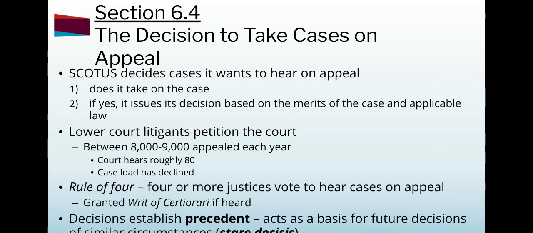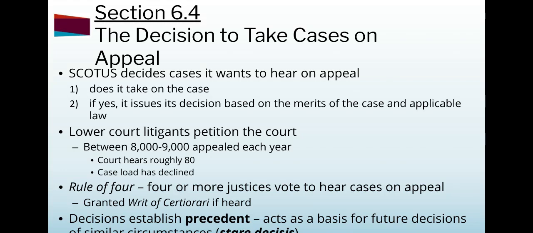So how do they decide to take on cases? Because the Supreme Court gets to pretty much choose whatever they want to do. They decide which cases they want to hear on appeal. And if they decide to take on the case, it has to issue its decisions based on the merits of the case and applicable law.